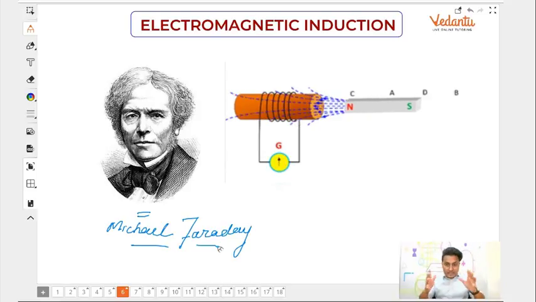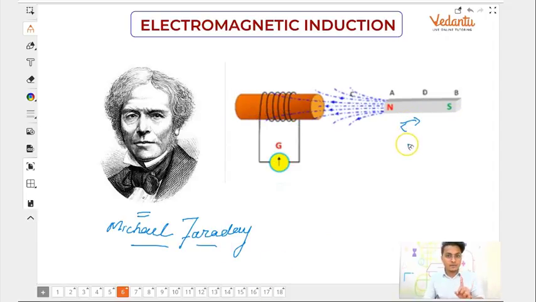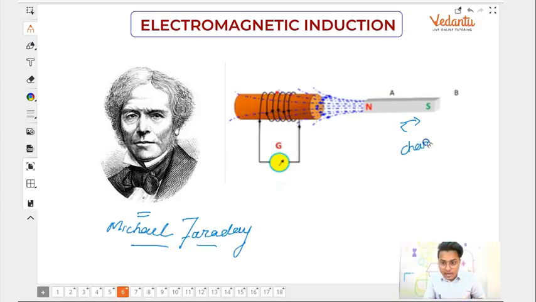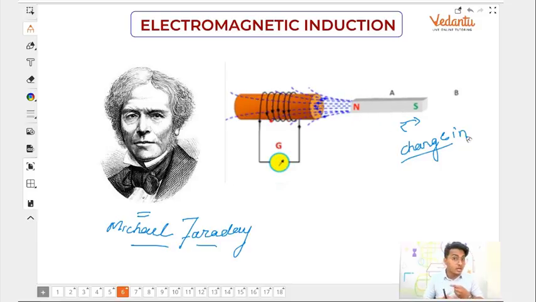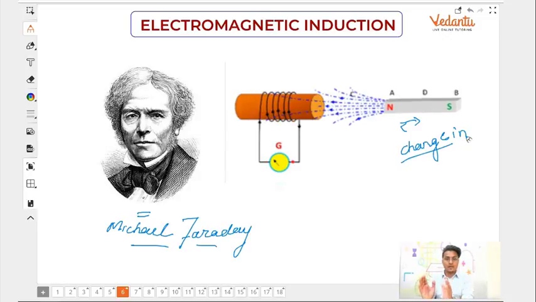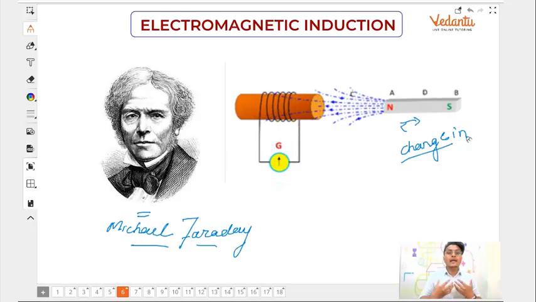Michael Faraday. He said very clearly that whenever I have a change in magnetic field, please note down the word change. Please note it down. It's not only any magnetic field, it is the change in magnetic field. I will tell you the reason why we are using the word change later, but right now focus here and understand it is not just a magnetic field, but it is the change in magnetic field, if it exists near a coil, then that coil will have electric current passing through it.